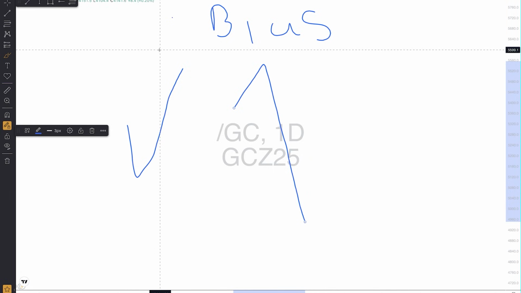Bias is important because smart money operates on the higher time frame, right? So if we have a bias and we have an intended direction for where price wants to go, bias is important because it allows us as day traders to get in line with what smart money is doing so we can frame high probability trades based on a high probability narrative.